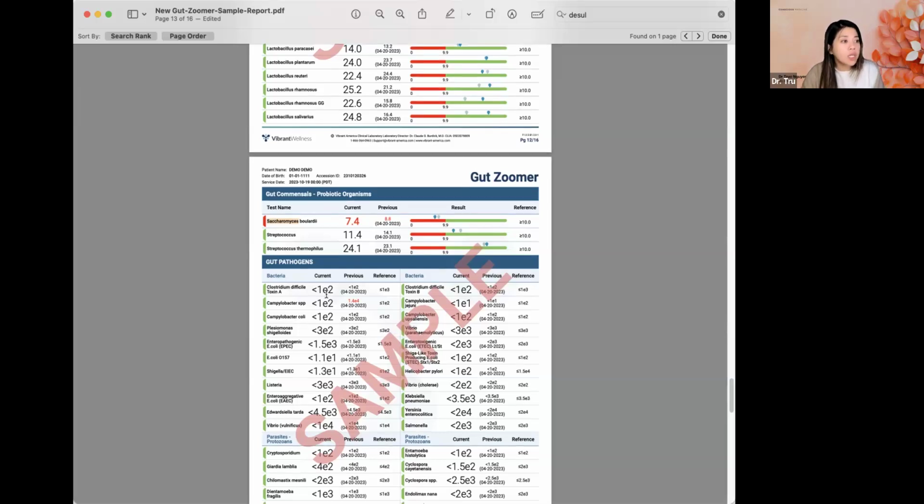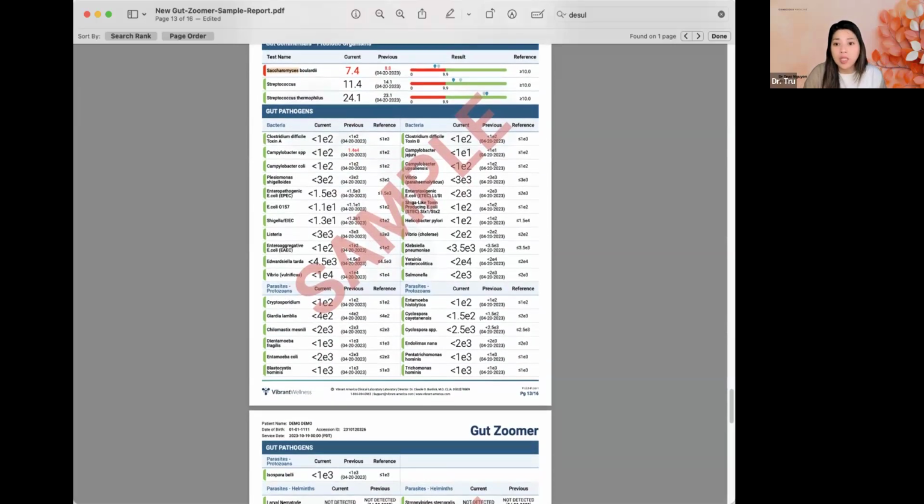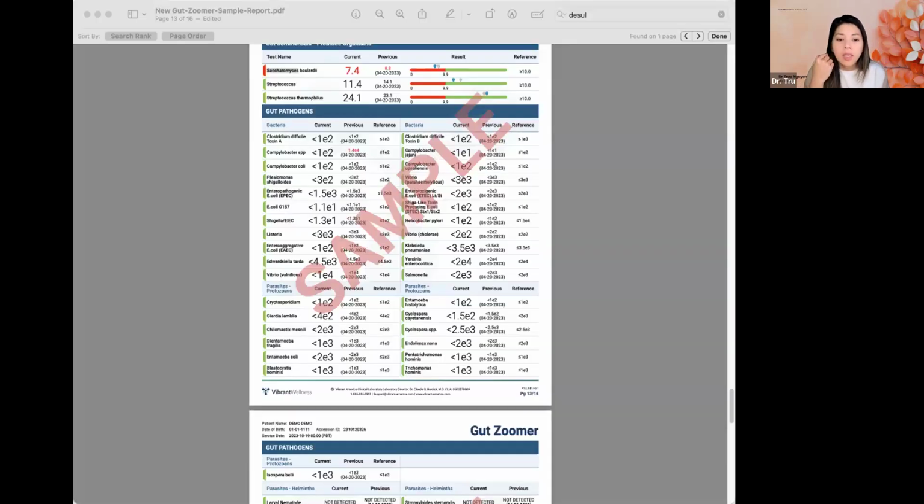And now we're going to go into the gut pathogens. Okay. So there are 67 pathogenic gut microorganisms that were tested, including bacteria, fungi, viruses, parasites, worms, and 6 antibiotic resistance genes and phenotypes. All of these bacteria here are bacteria that can cause mostly diarrhea.